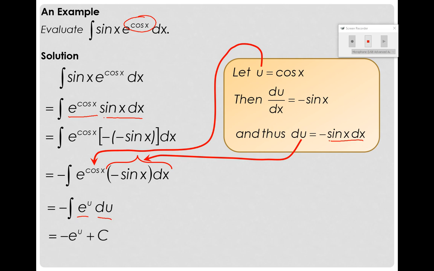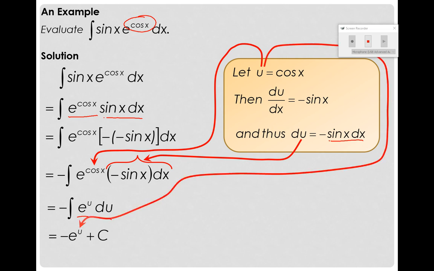This integral is easy. The integral of e to the u is e to the u plus some constant. And then at the end, you go back and say, well, this was a question in x. Now I'll go back to x. So it's e to the cos x plus c.